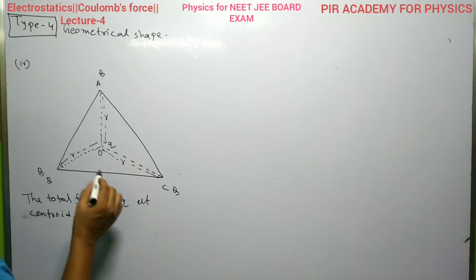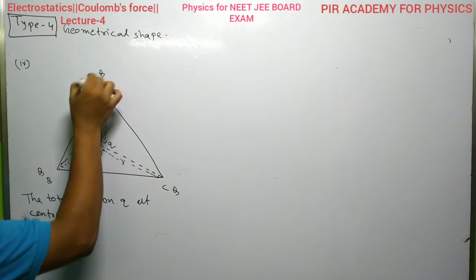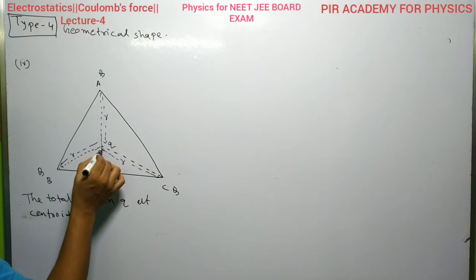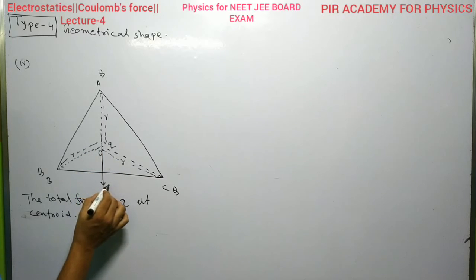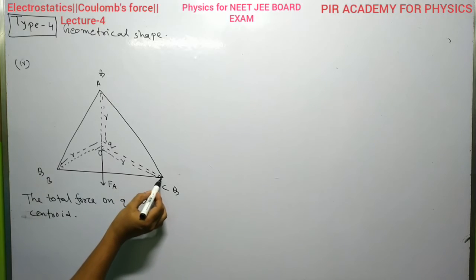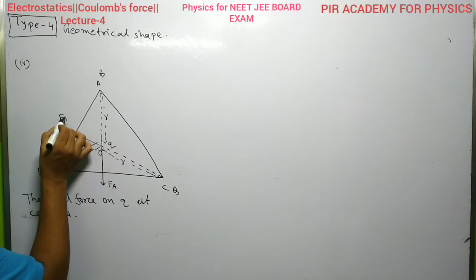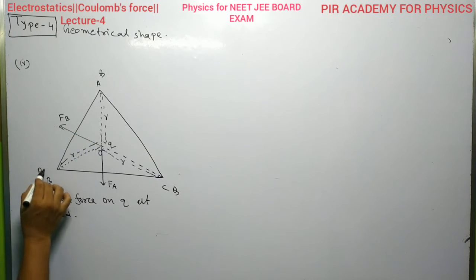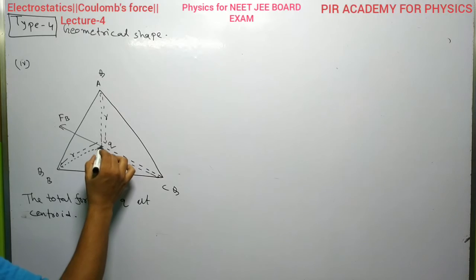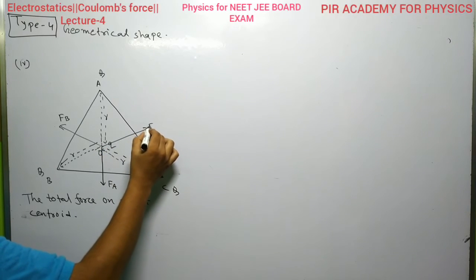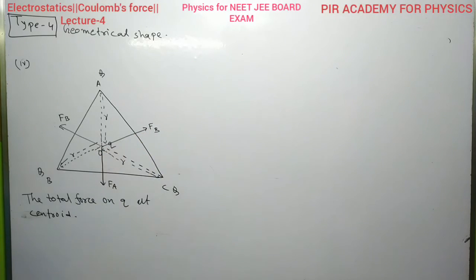Here the force due to this charge will be along this direction. Suppose this is F of A, and due to this charge, the force will be along this direction, F of B, and for this charge the force will be along this direction, F of C.